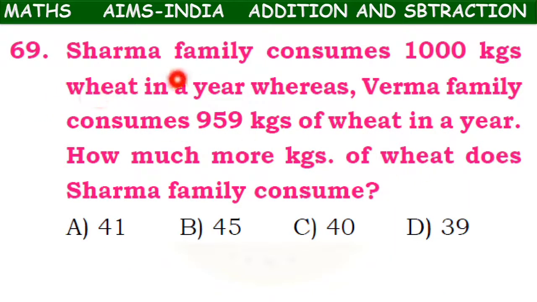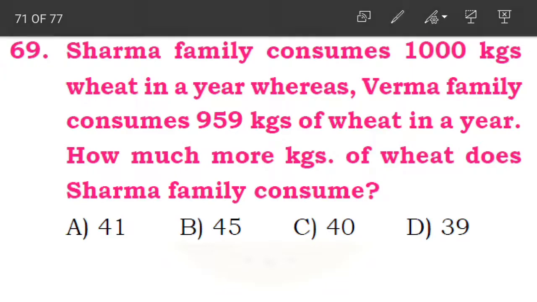Coming to question number 69. Sharma family consumes 1000 kgs wheat in a year, whereas Verma family consumes 959 kgs of wheat in a year. How much more kgs of wheat does Sharma family consume? Consume means they use 1000 kgs in a year and Verma family uses only 959 kgs. Now how to find out how much more? Yes, children, we need to find out the difference of 1000 and 959.